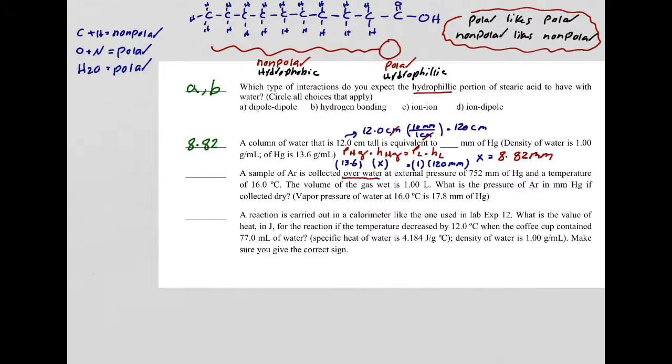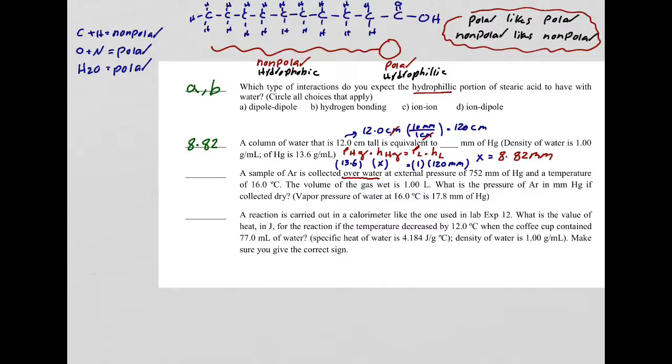Collected over water. That's really key. Remember, we said it's really, really hard to do measurement with gases because the gases fill up the volume. So the easy way to collect gases and to be able to analyze gases is collecting them over water, because otherwise gases are very, very hard to collect.